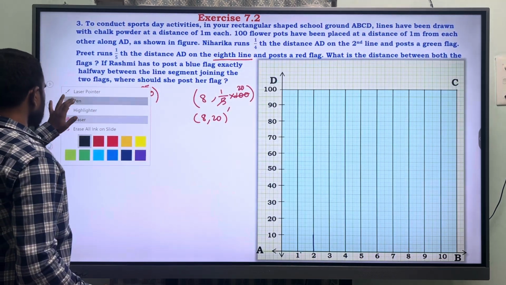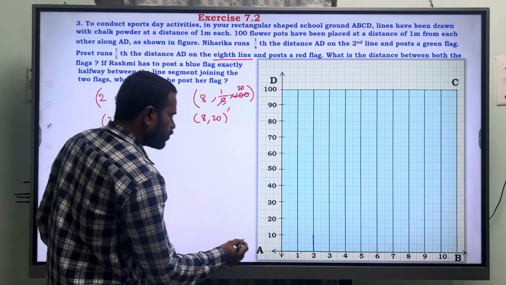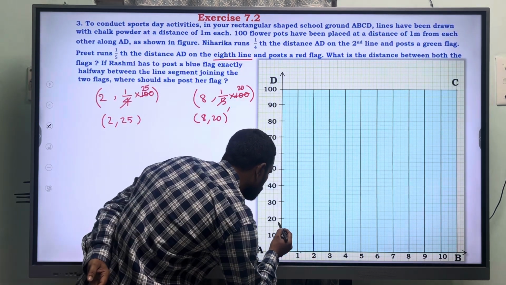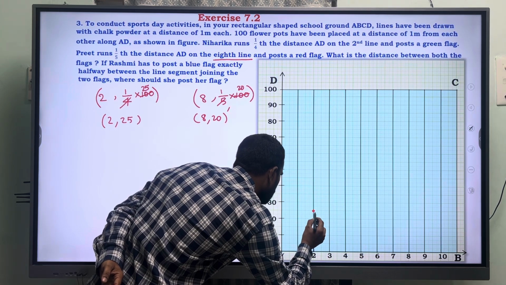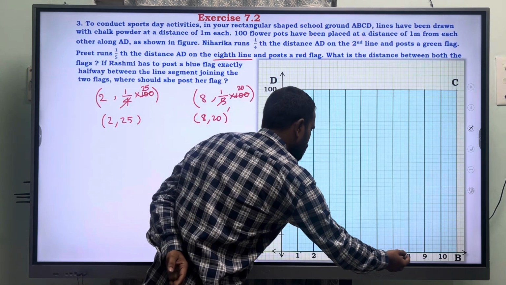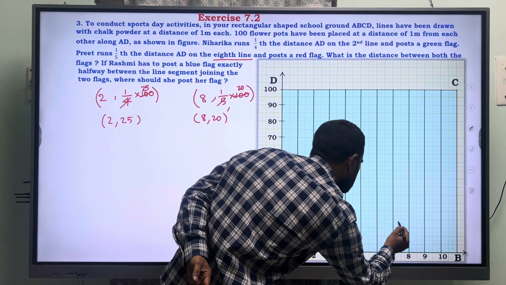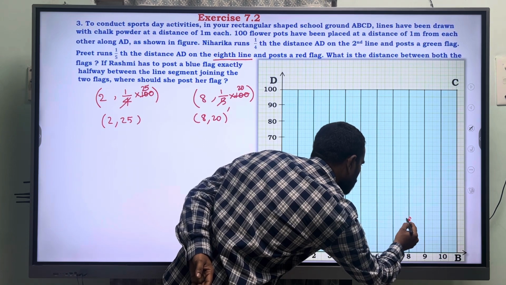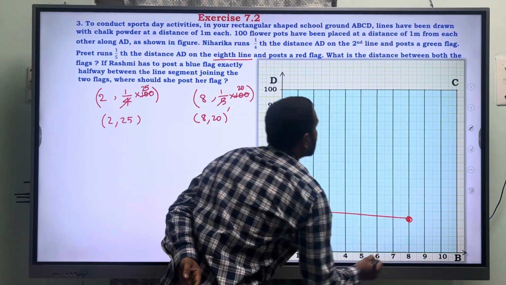Understand? Now let us mark them here. So 2 comma 25, this is one point. 8 comma 20, this is the other point. So now this is the line.